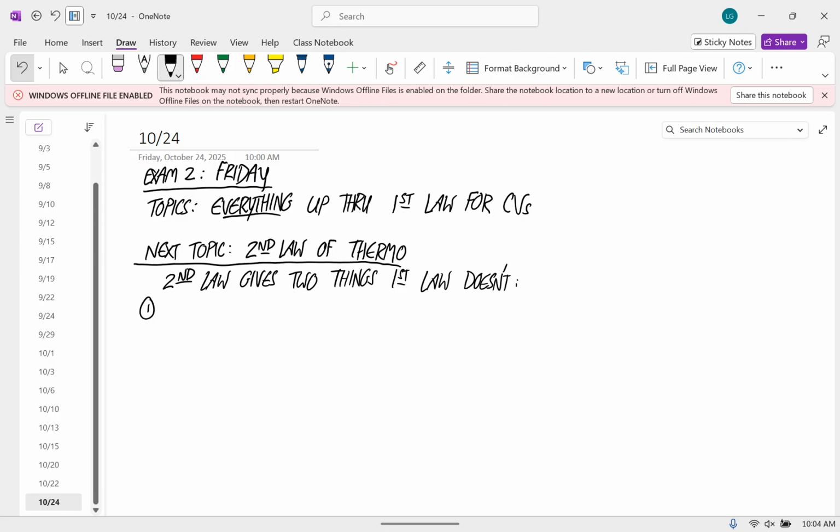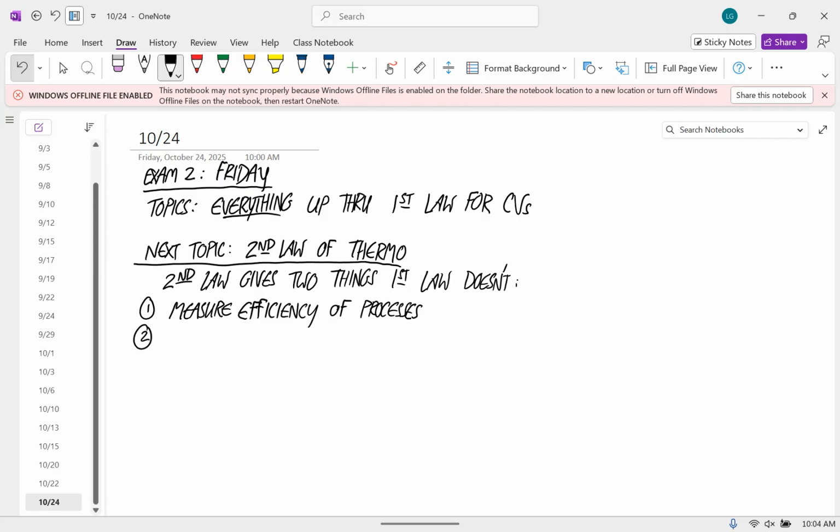The first one is the ability to measure the efficiency of processes. You can imagine in industrial applications, this is a really useful thing to be able to do. And the second thing is more leaning towards the philosophical side of things.